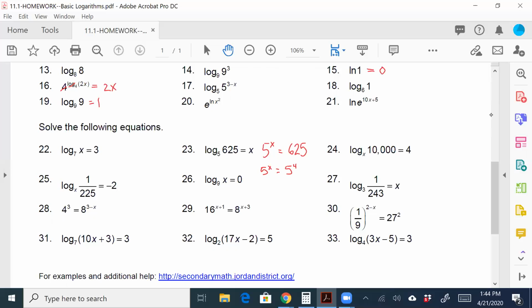You take 5 and multiply it by itself 4 times. 5 times 5 is 25, and 25 times 25 would be 625. But they're putting these in terms of where they have the same base. We can then cancel the base and just say x equals 4. And so that would be the answer for number 23. That 5 raised to the 4th, log base 5 of 625 equals 4, and that's true because 5 to the 4th is 625.